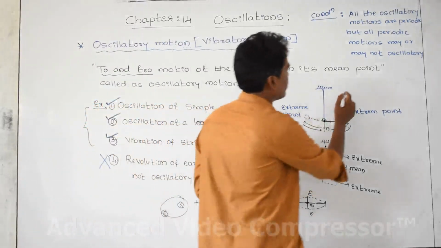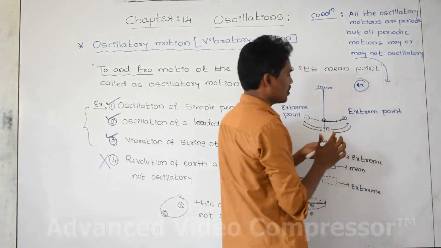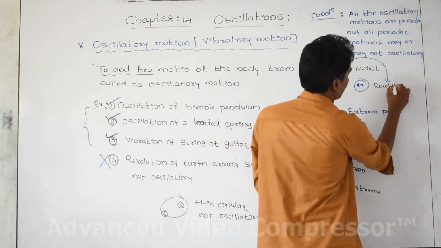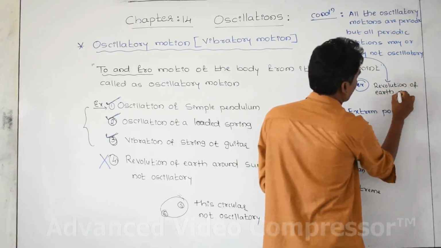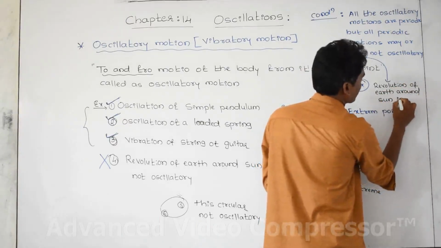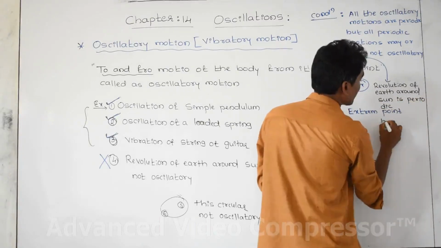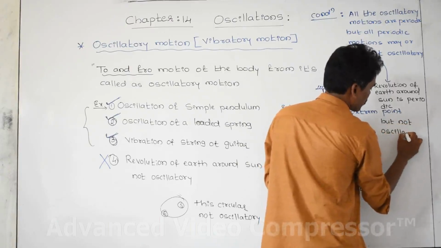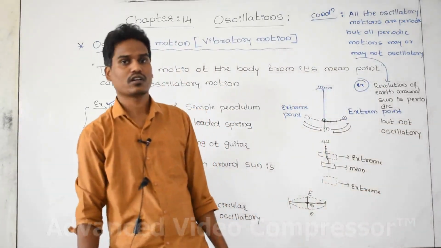What is the example? The example, you remember: revolution of the earth around the sun is periodic. Revolution of the earth around the sun is periodic, but not oscillatory, because the revolution of the earth around the sun does not have a to and fro condition along its motion.